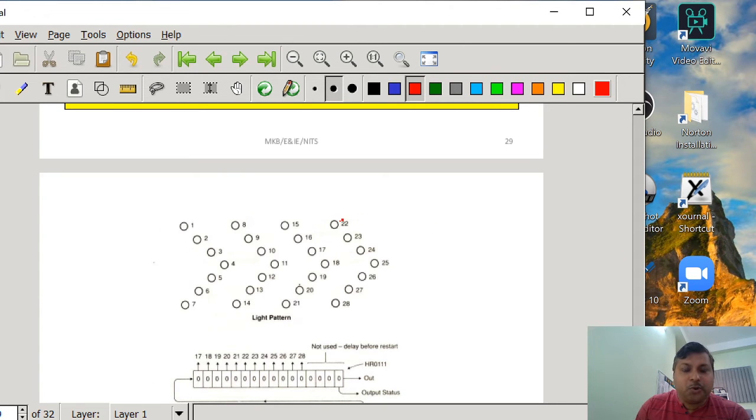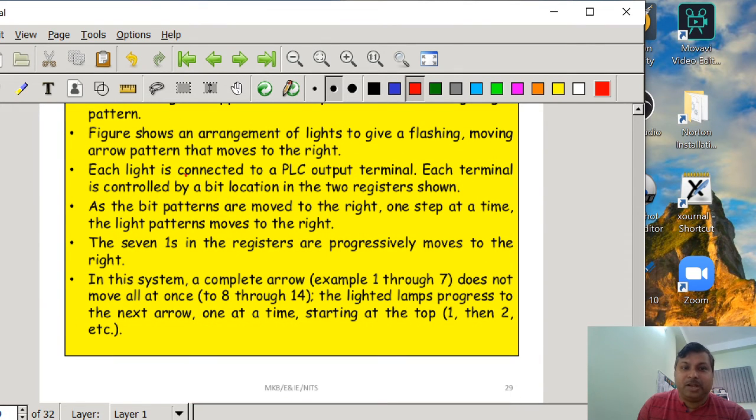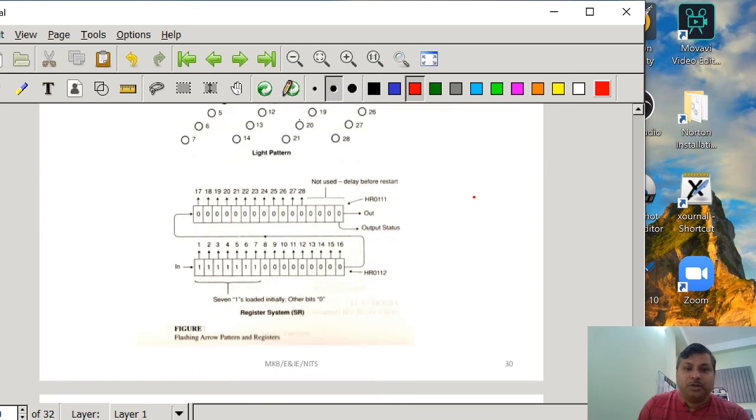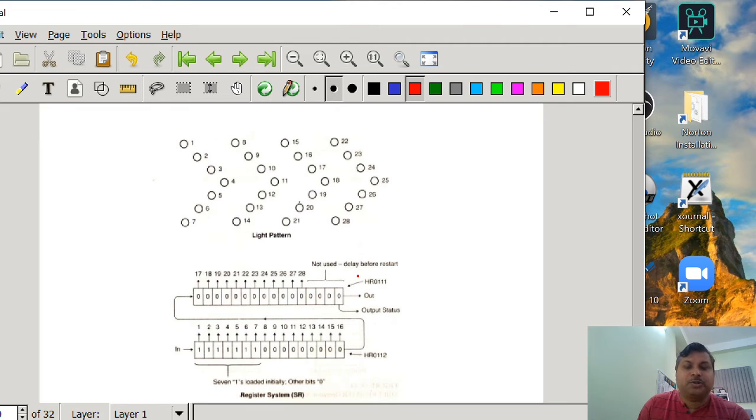So here a total of 22 lights have to go in a particular sequence. The sequence is that first 1, 2, 3, 4, 5, 6, 7 will glow, then 8, 9, 10, 11, 12, 13, 14, sequentially it is going to glow. So let us understand the requirement. Each light is connected to a PLC output terminal. Each terminal is controlled by a bit location in the two registers shown. So the status of each light will be controlled by the bits; because it is 22, we have taken two registers, 16 plus 16, and the content of the two registers is going to control the status of the lights.